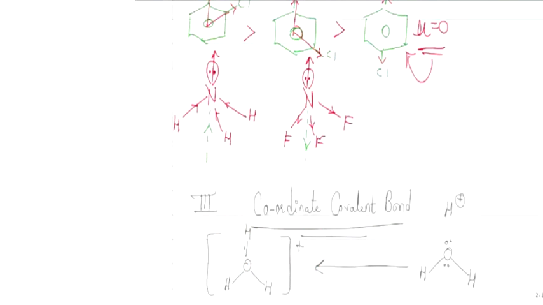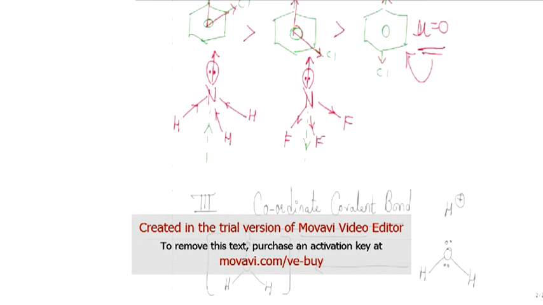Here we find that one of the bonds is a coordinate covalent bond, and to distinguish it from the rest of the covalent bonds, we always put an arrow here, right? So coordinate covalent bonds are generally shown by arrows pointing from donor towards the receiver.